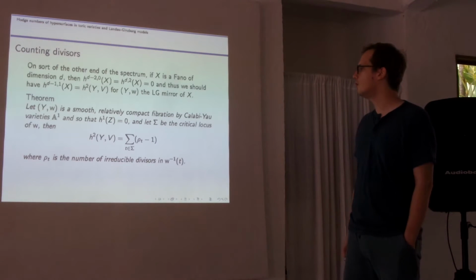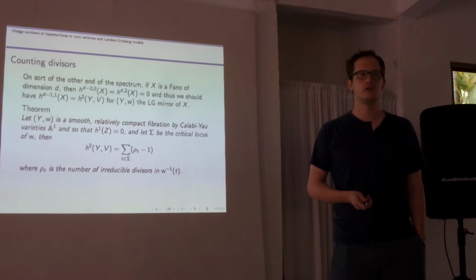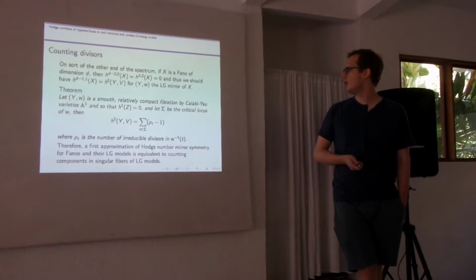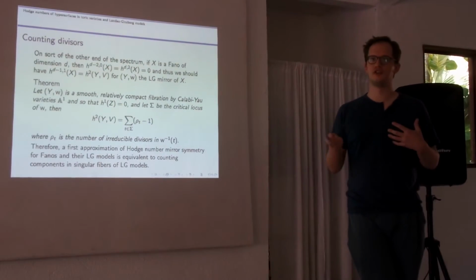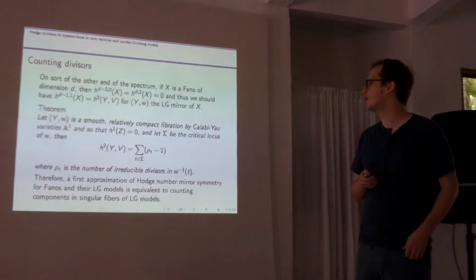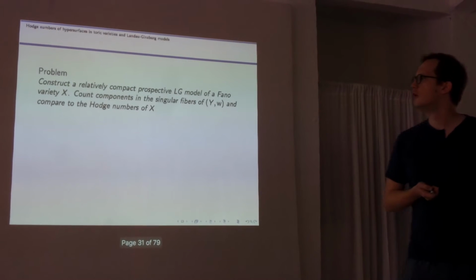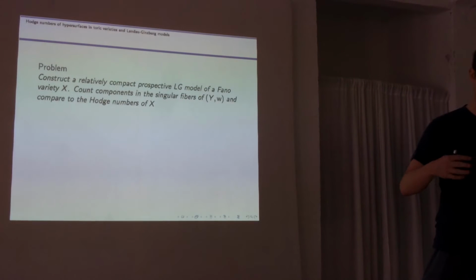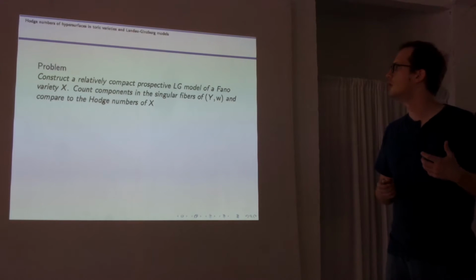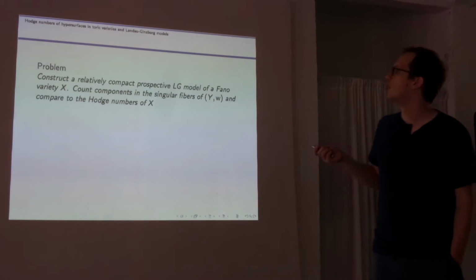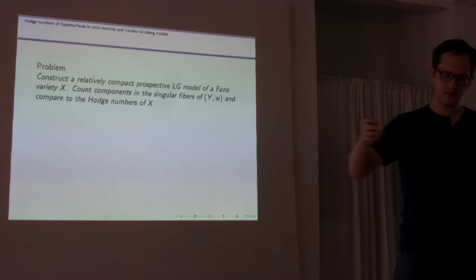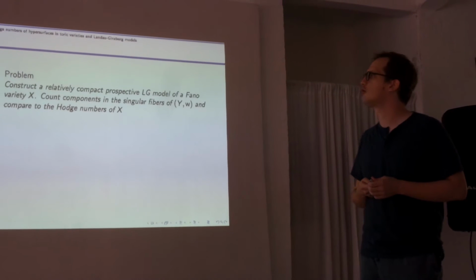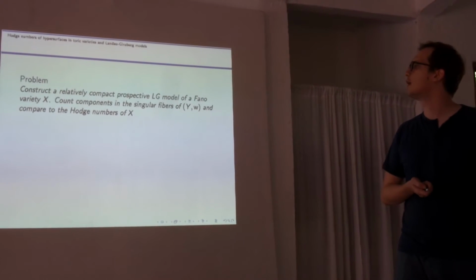Okay, so that's the goal, a first approximation to mirror symmetry, I guess. As I said, the problem is first to construct prospective Landau-Ginzburg models for these Fano varieties. And then once you have this, you just count components in singular fibers and try to see how they relate to the Hodge numbers of the Fano.